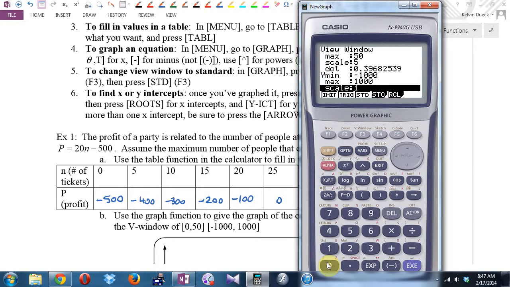X min, X max, Y min, these are not coordinates. These are not points. That's why I'm using square brackets. This is how we display a view window that I want you to do on your calculator. It's always going to be X min, X max, Y min, Y max. I did not use curvy brackets on purpose.